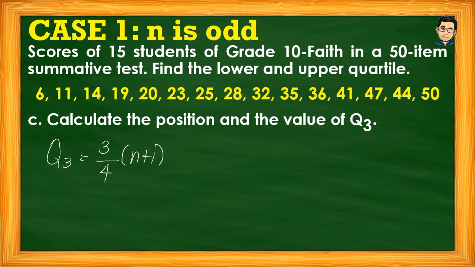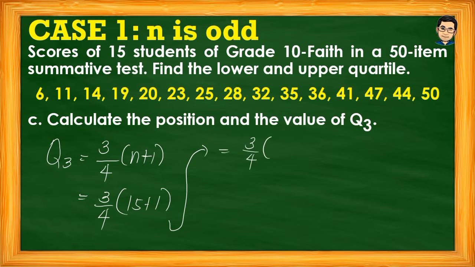Pero yung n natin dito, ganun pa rin, which is 15. So, 3/4 times n, that is 15, plus 1. So, 3/4 times 15 plus 1, that is 16. And then, pwede nating i-cancel yung 4 tsaka 16. So, 4 tsaka 16 ang GCF nila is 4. So, 4 will become 1. And then, 16 will become 4. Then, multiplying the remaining factors. So, 3 times 4. So, the position of the upper quartile is 12.